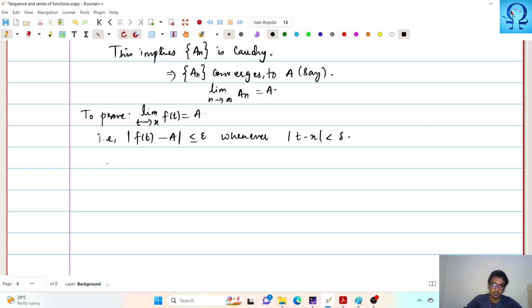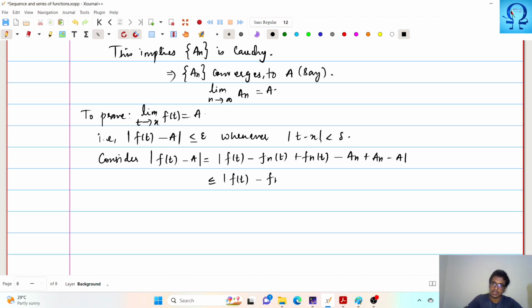For that purpose, let me consider the absolute value of f(t) minus a. Now what I am going to do is add and subtract fn(t), then an. So using the triangle inequality, this is at most the absolute value of f(t) minus fn(t), plus fn(t) minus an, plus an minus a. Let me mark this as equation 1.